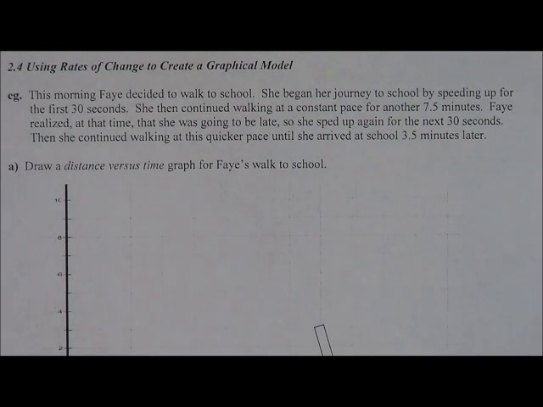Hi, this is lesson 2.4, using rates of change to create a graphical model. So we're going to be looking at a few different examples here and different types of graphs that we're going to be drawing. So please read the example, and then what we need to do is decide on how we're actually going to draw this on the grid.